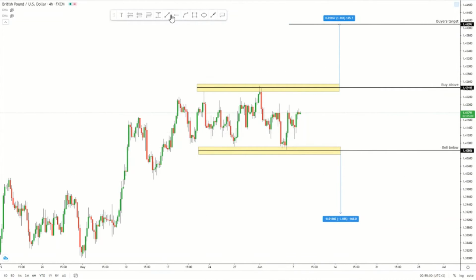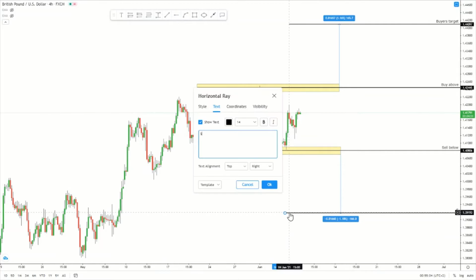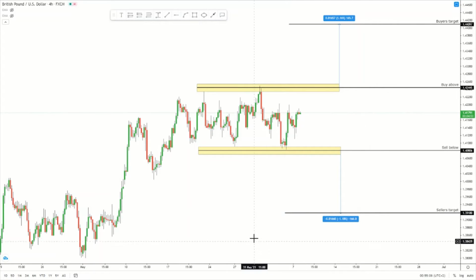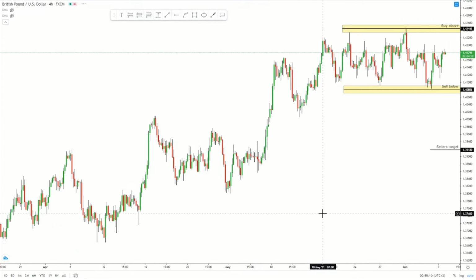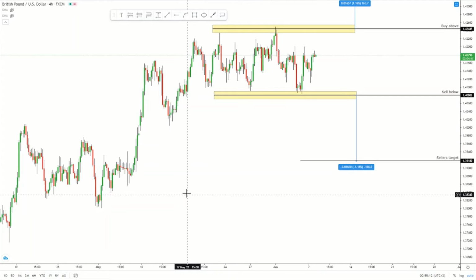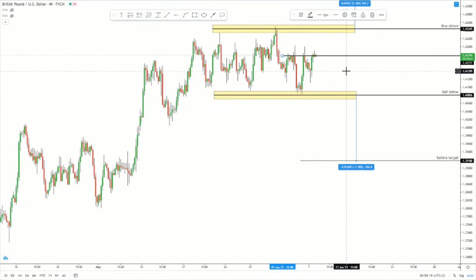And this at the bottom would be my seller's target. At this point, guys, I wouldn't recommend trading inside the ranging area because once again the market can pull either way on this pair, right? We do see we've got a minor level that's acting as resistance. So I can put that area right in there.